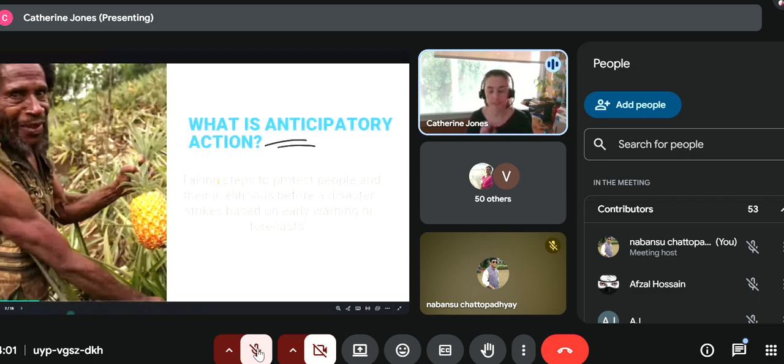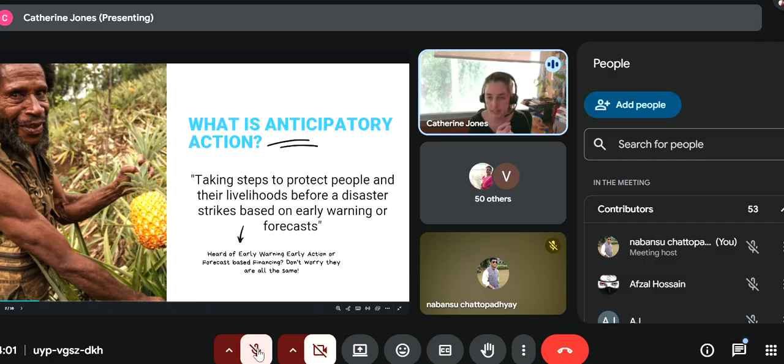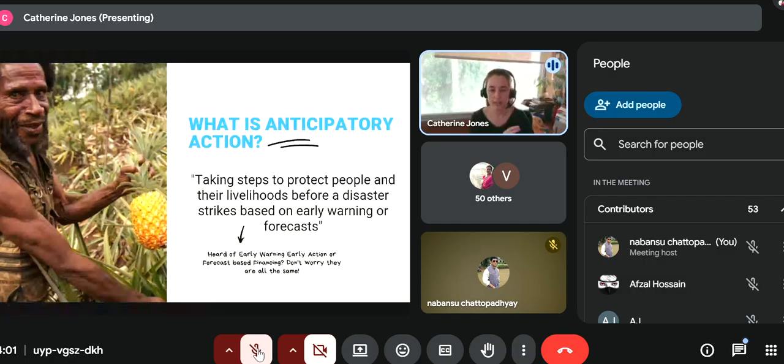Now, Erkin already kind of flashed a bit of a definition around the approach, but just to give you a bit of a reminder, anticipatory action is about taking steps to protect people and their livelihoods before a disaster strikes. That's really important to keep in mind. It's all before the disaster happens. So we're really using early warning information and acting on forecasts rather than waiting for the worst to materialize.